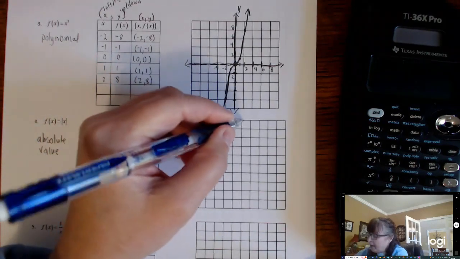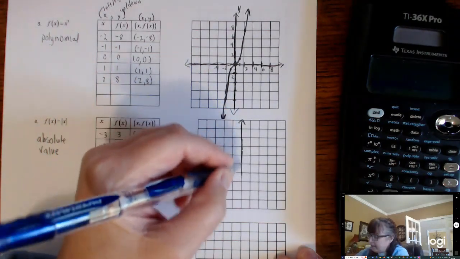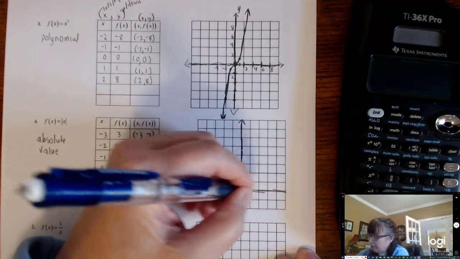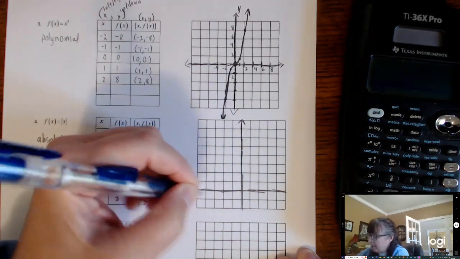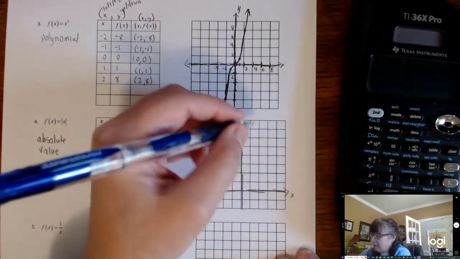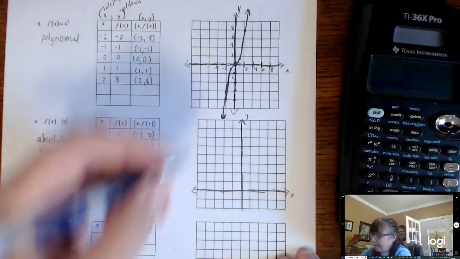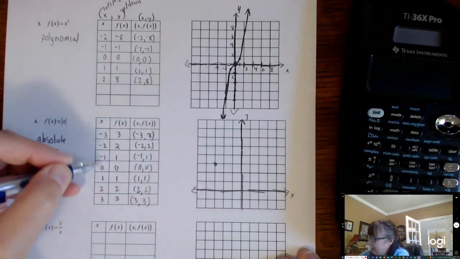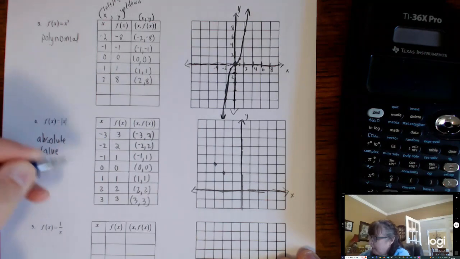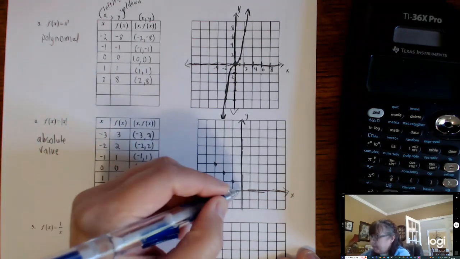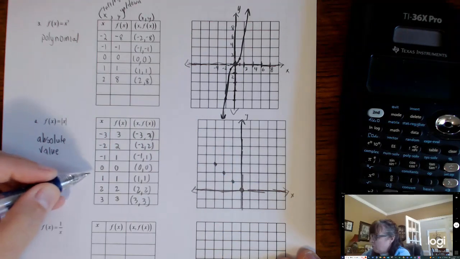I draw my y-axis and my x-axis. I'm going to start down here a little bit because I know that I'm not going to have any negative y values. We've already said y, so that's x and that's y. So -3, up 3. -2, up 2. -1, that's left 1, up 1. 0, 0 is right here at the origin.